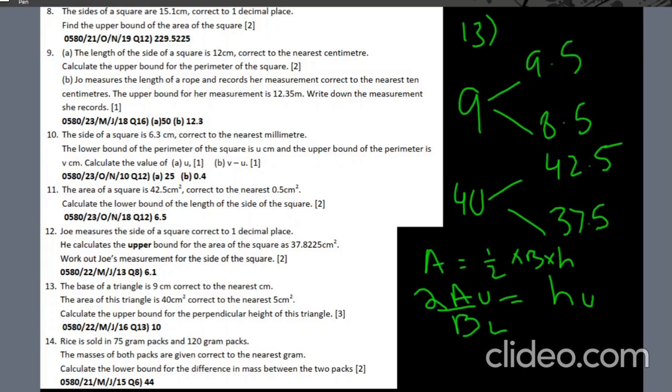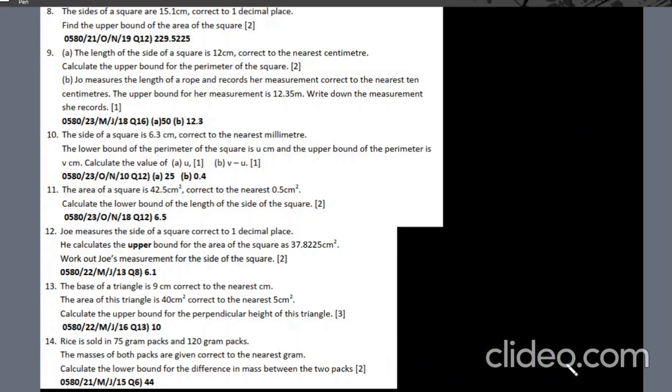Alright, so I'll repeat again. To find upper bound of the height, we have to find upper bound of the area and lower bound of the base. So height upper bound will be, area is 42.5 over base is 8.5. There's also a 2 being multiplied with it, so the answer is 10.